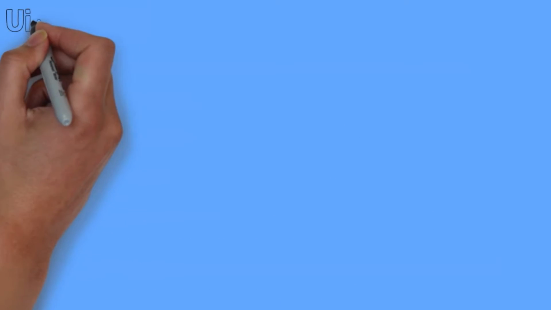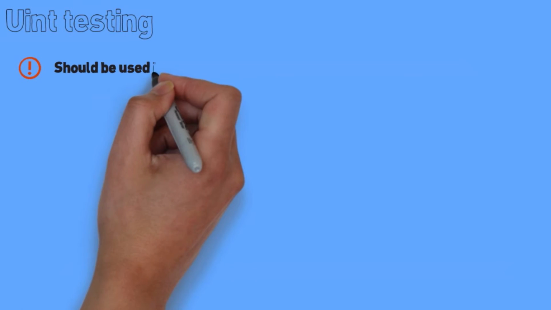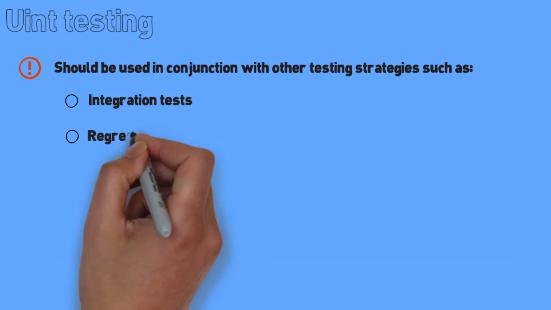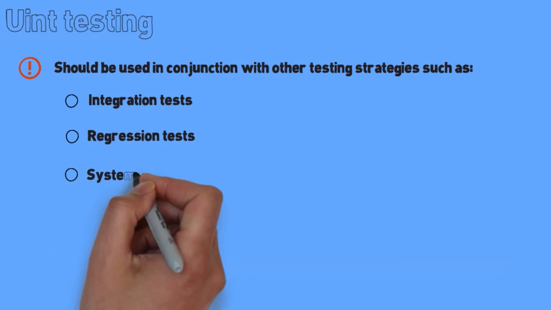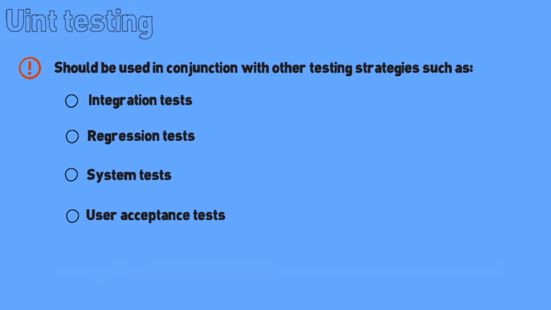Important: because unit tests focus on very small pieces of code, they should not be seen as the almighty tool to solve all testing issues. You should look upon it as one of the cogs that makes the machine run smoothly and lets you arrive at the expected end result. As such, it should be used in conjunction with other testing strategies such as integration tests, regression tests, system tests, and user acceptance tests.